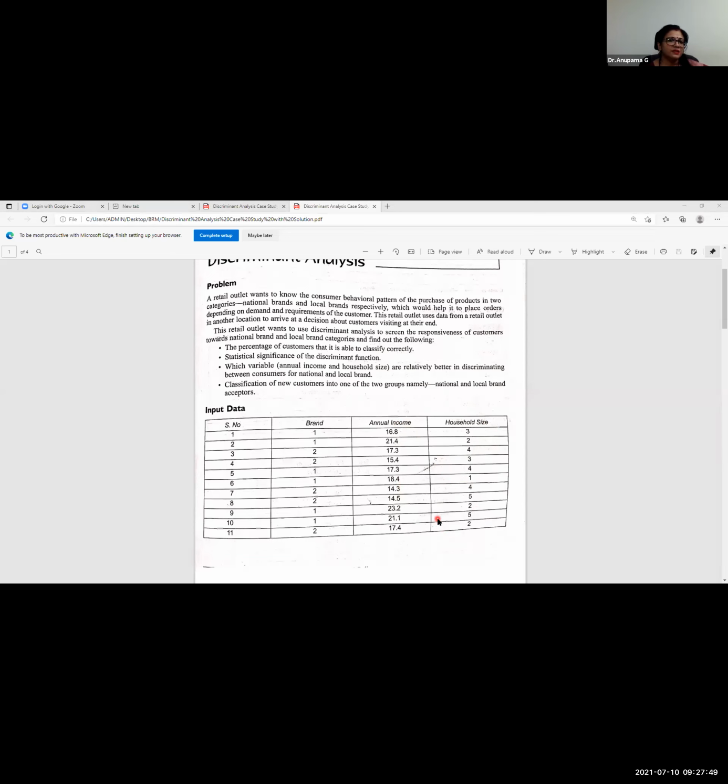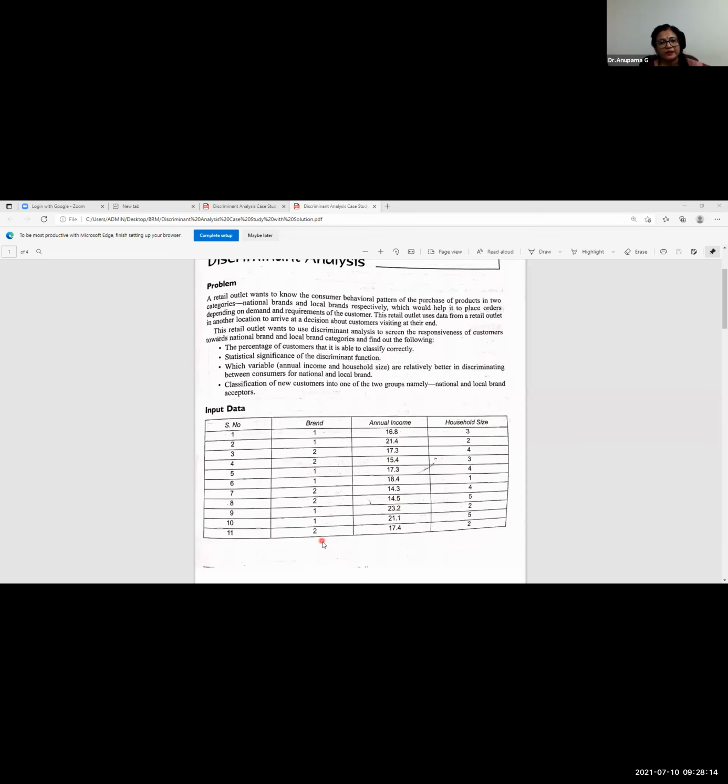Discriminant analysis will use a dependent variable that has to be categorized. So the dependent variable is the brand. You want to find out whether a customer is a national brand acceptor or a local brand acceptor. So you want to classify people into, in this case, 2 categories. But discriminant analysis can help you categorize into 2 or more categories. So national and local brand.